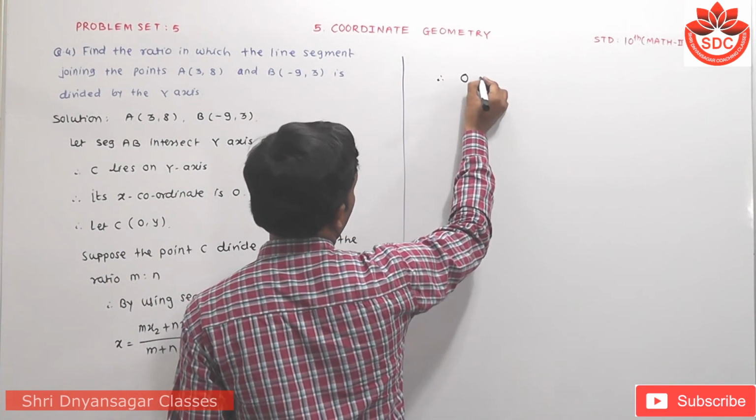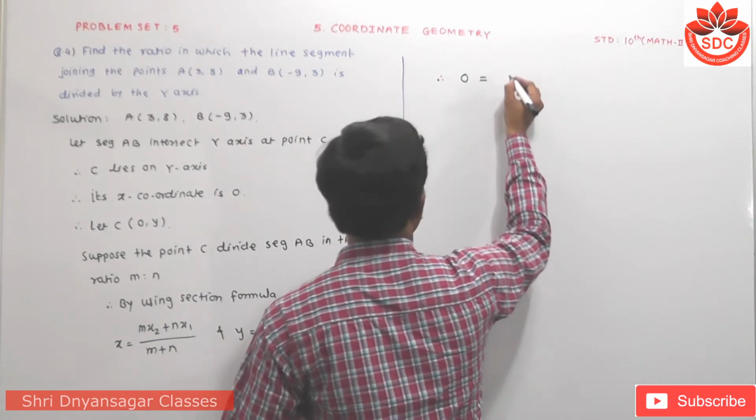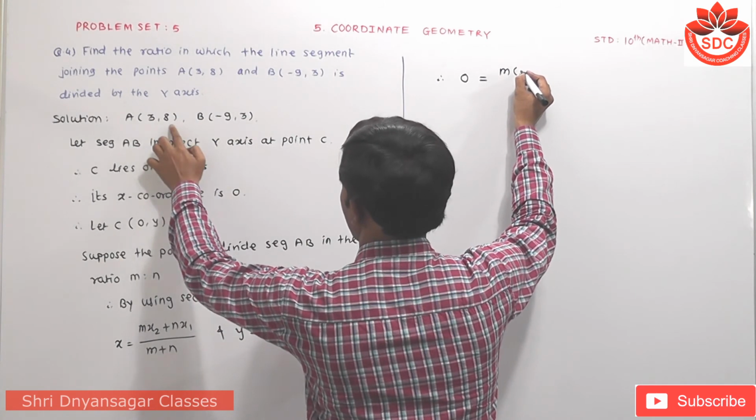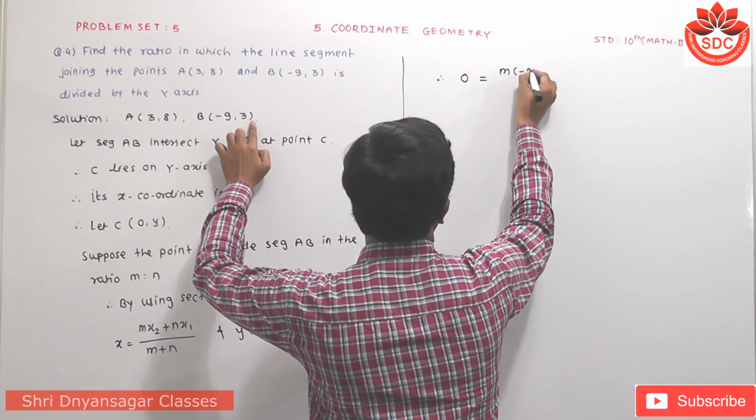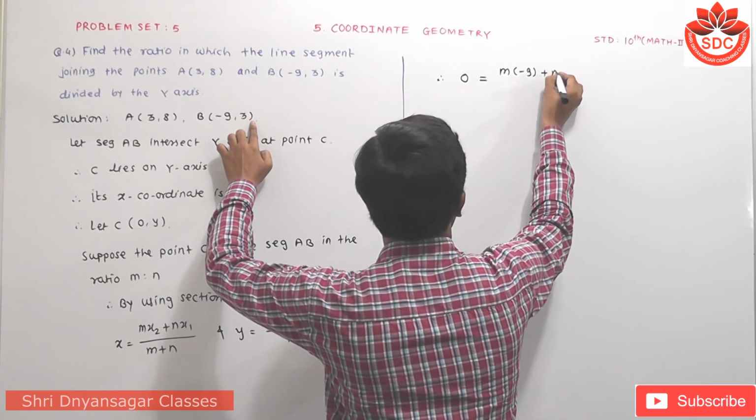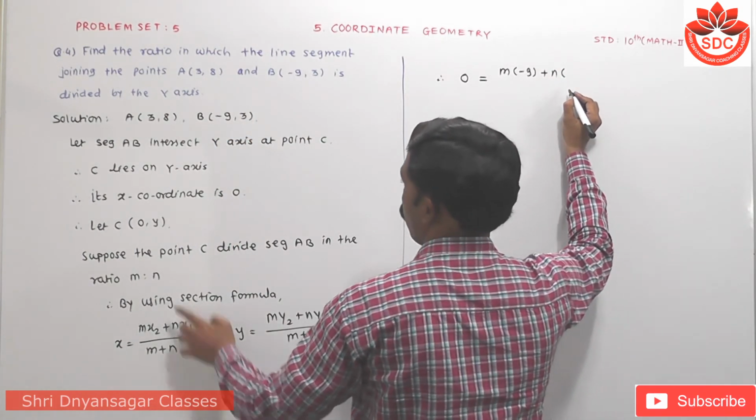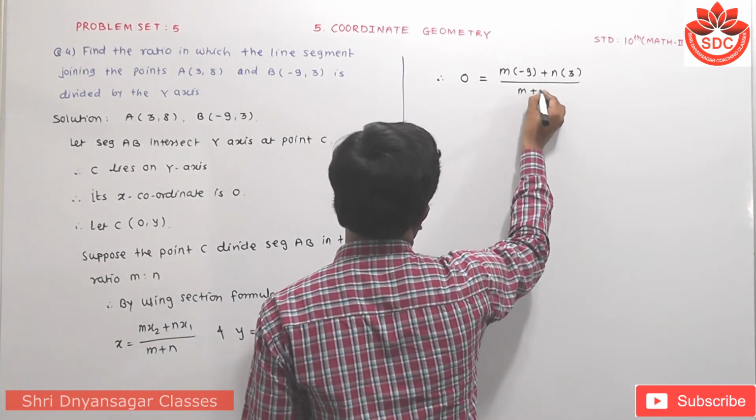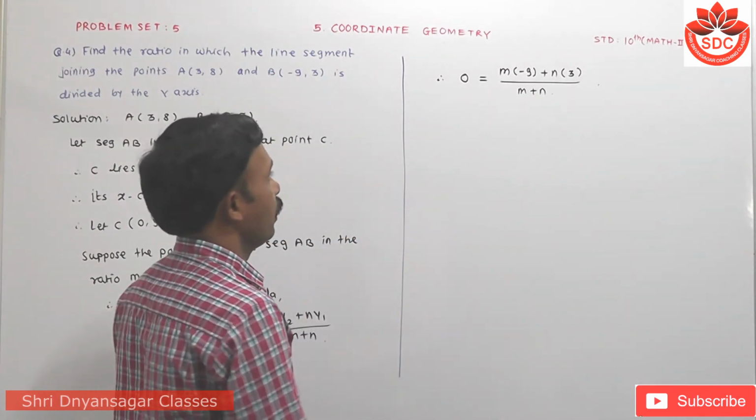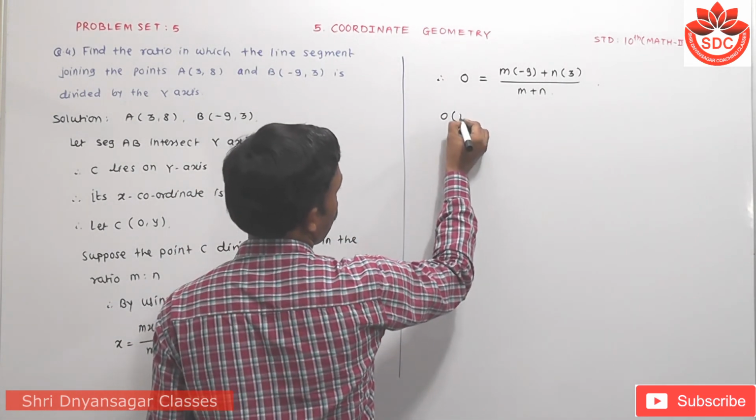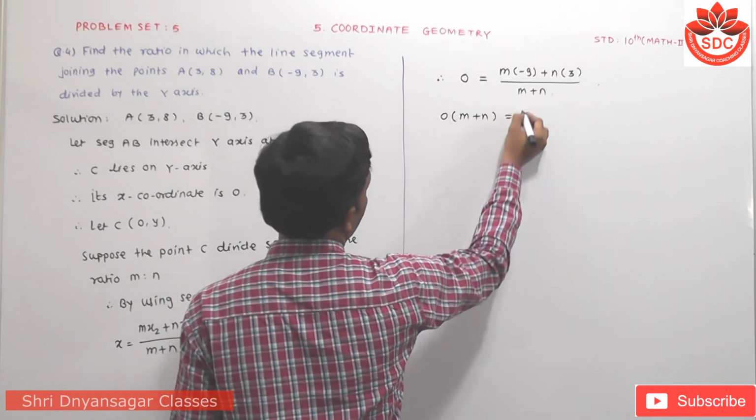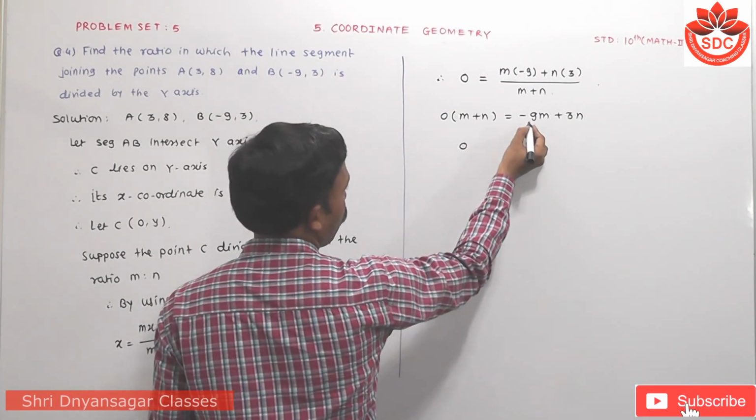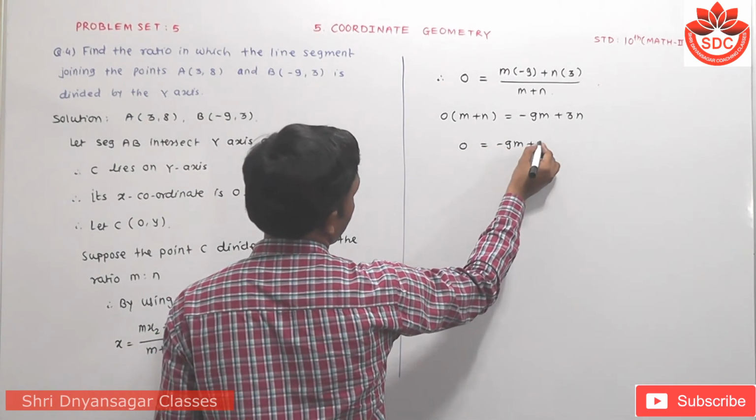At that time, 0 is equal to m is m, x2 is this one is 3. Sorry, x1 y1, this is x2 y2, means that minus 9 plus n is n. Then x1 is here 3 upon m plus n. We cannot put this value of y. Then student, 0 into this m plus n is equal to minus 9m plus 3n. Then this value becomes 0 is equal to minus 9m plus 3n.